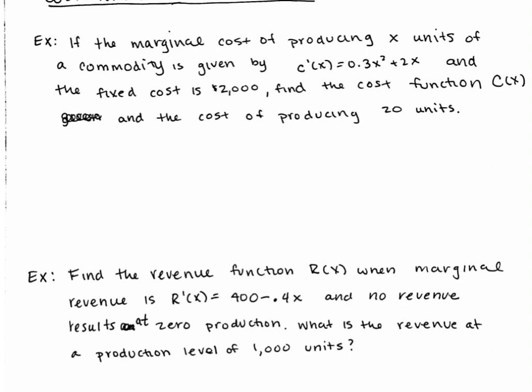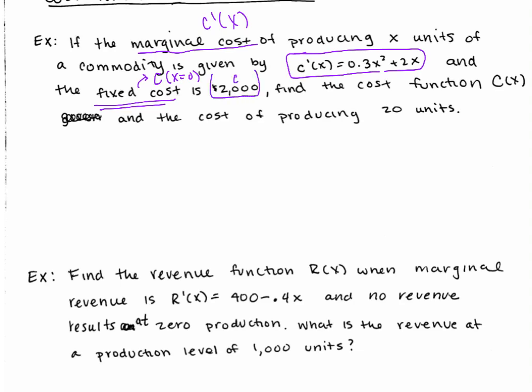So we can apply this strategy to problems that involve cost and revenue. They give us the marginal cost, and if you remember when we did this earlier in the year, marginal cost was the derivative of producing x units of a commodity as given by, so there's our derivative. And the fixed cost, that means the cost when x equals 0, so that's actually going to be our c. Because when x is 0, that's what your cost is.